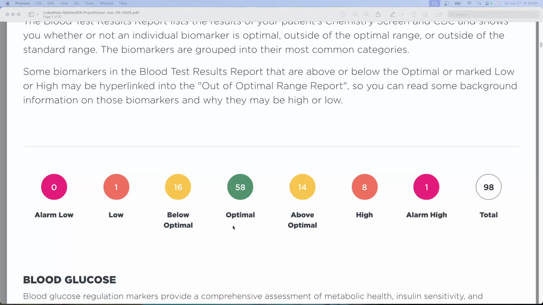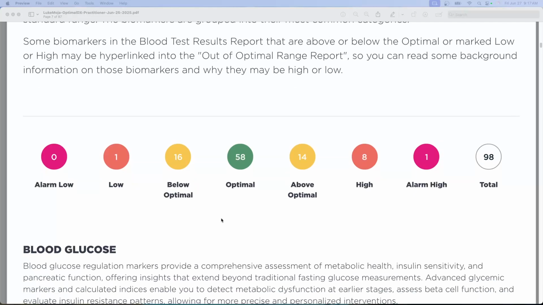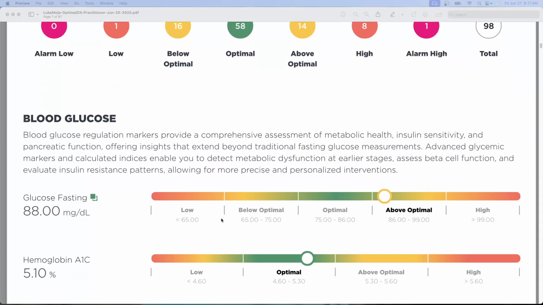And you can see the breakdown here. So 58 of my numbers are in the optimal range, which is actually pretty good. So you can see there's definitely some things that are off, and we'll go through that. But having 58 of the numbers in the optimal range is good to see. All right, so we start out here with blood glucose markers.